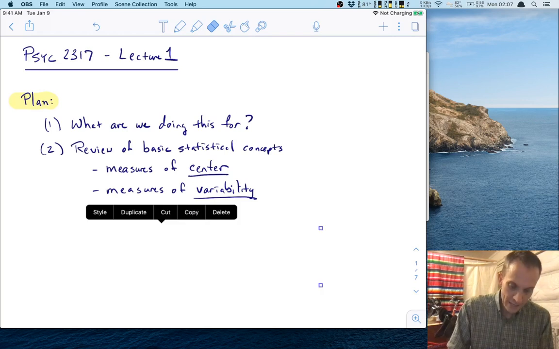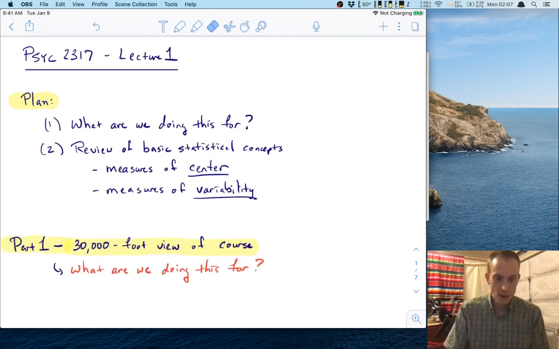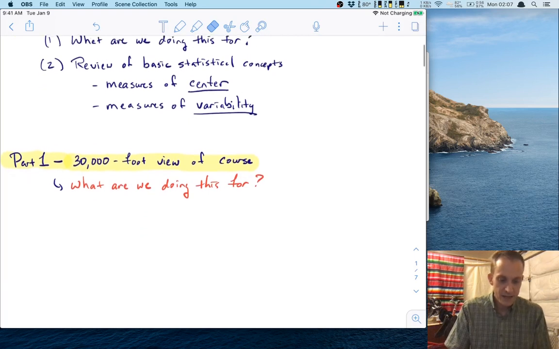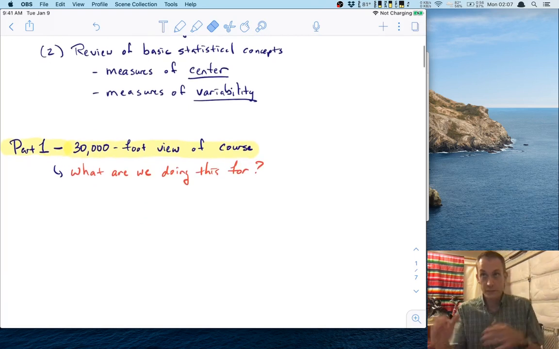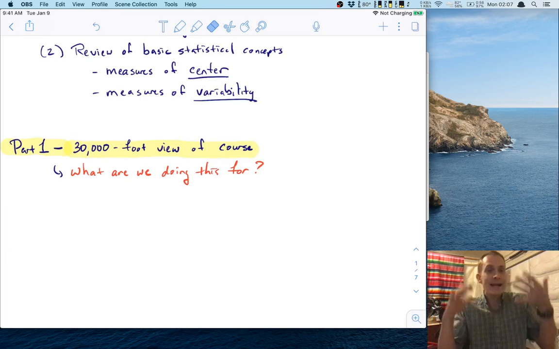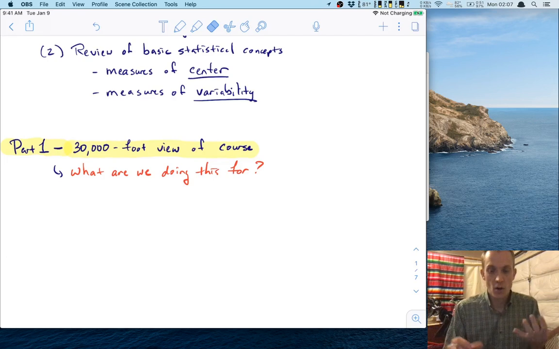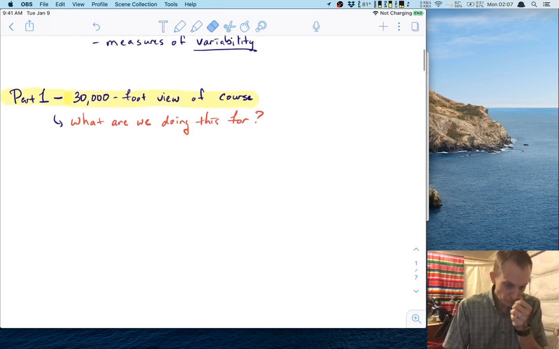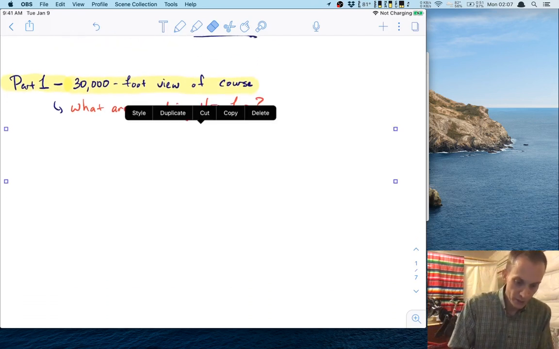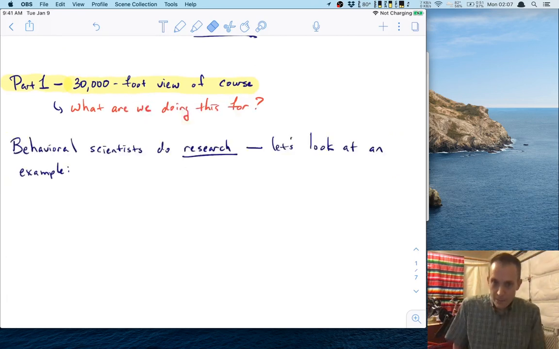So let's talk first about why we're doing this. I'm going to call this the 30,000 foot view of the course. If you look at our course, not as a student in it, but as someone who, like me, knows what all the content is that we're going to talk about, why is it that this stuff is important? Where does this all fit in to your education? So we're going to answer the question, what are we doing this for? The primary reason that we're taking this is pragmatic. You're going to take a course in research. That's because behavioral scientists do research.